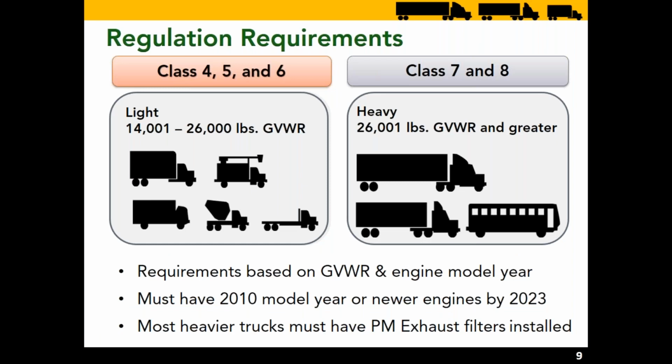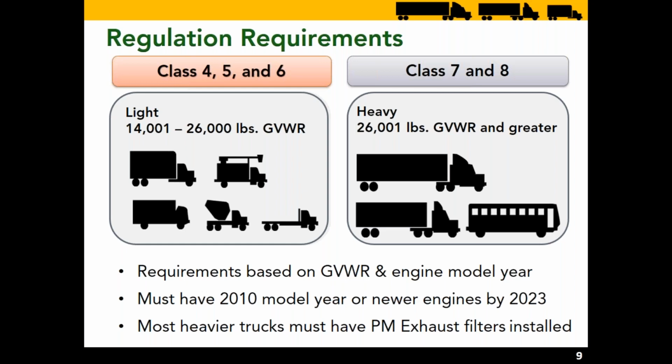All right, so that's the preamble. Let's get into the actual requirements. And in order for us to do that, though, we do have to understand that this rule also categorizes all the vehicles under it into one of two classes. The truck is either considered light or heavy. The light trucks are anything that's over 14,000 pounds, but less than or equal to 26,000 pounds. And the heavy trucks are anything over 26,000 pounds. If you want to do that to industry standard classes, the light trucks would be class 4, 5, and 6, and the heavy trucks would be class 7 and 8.